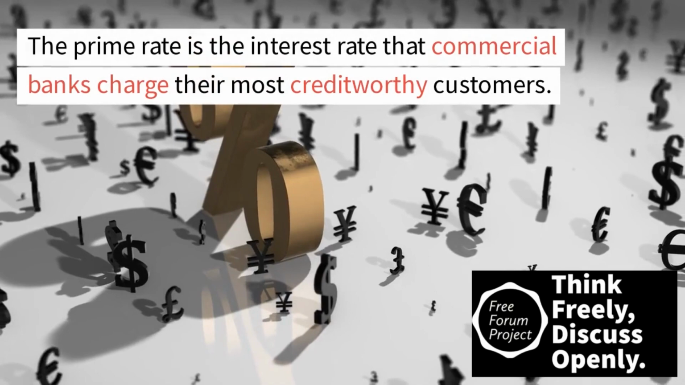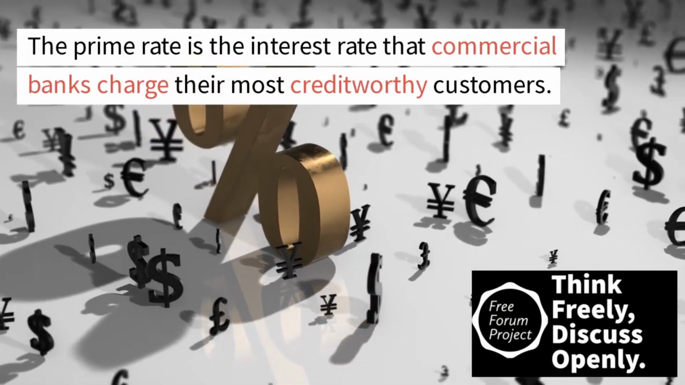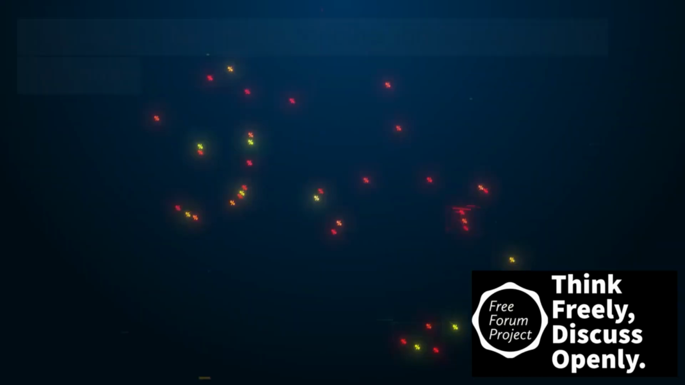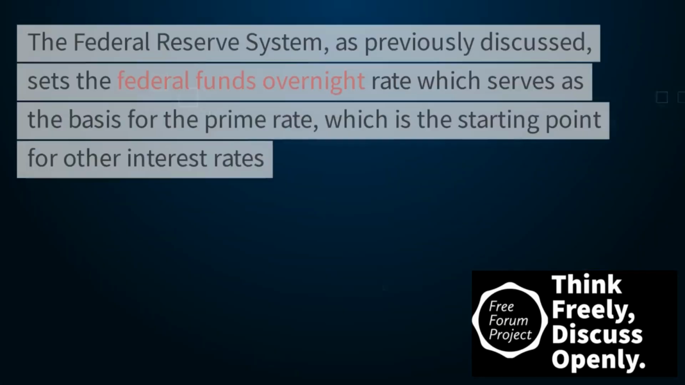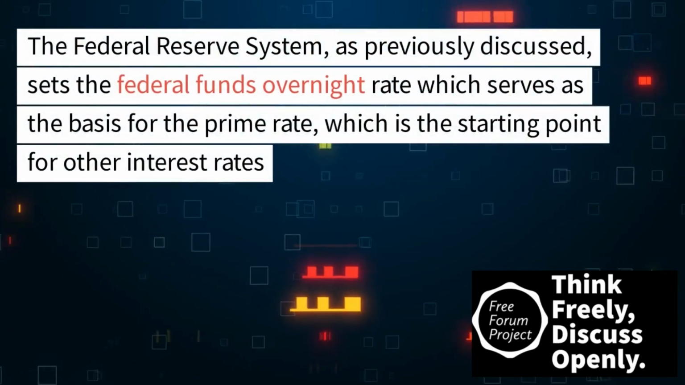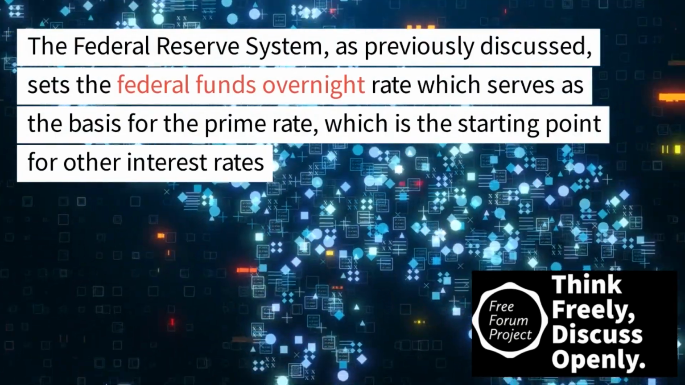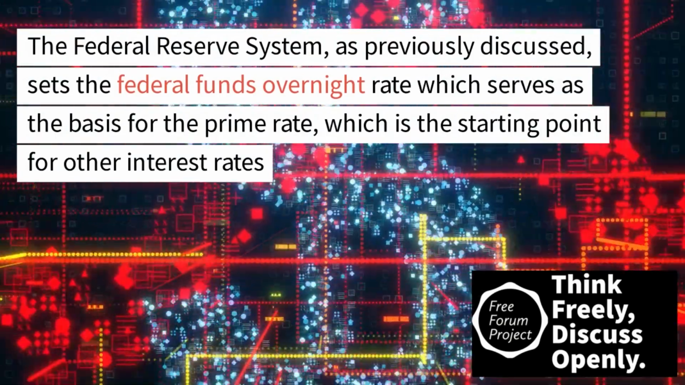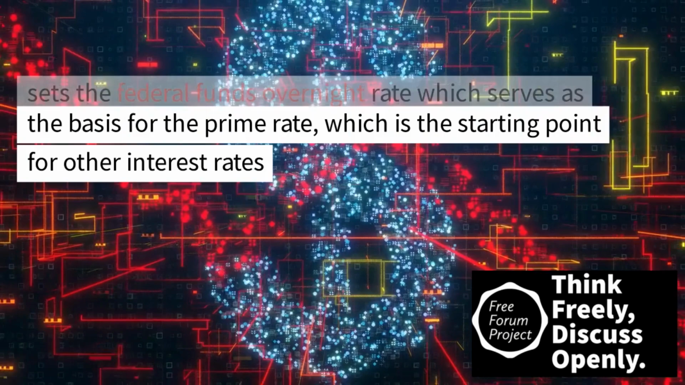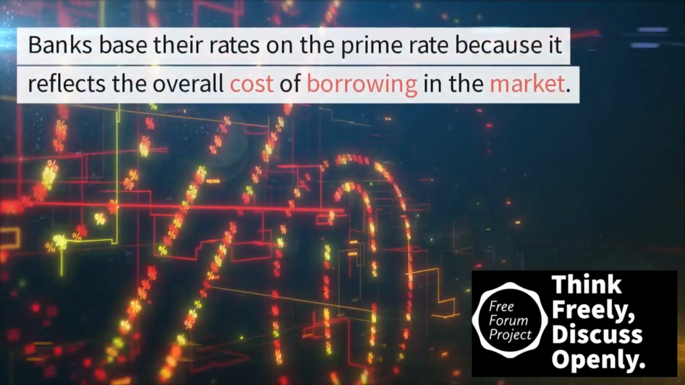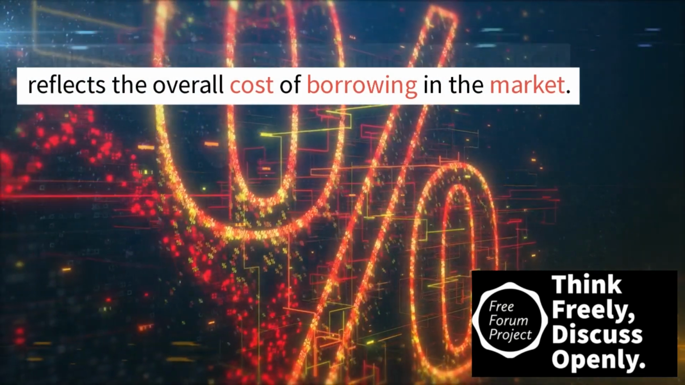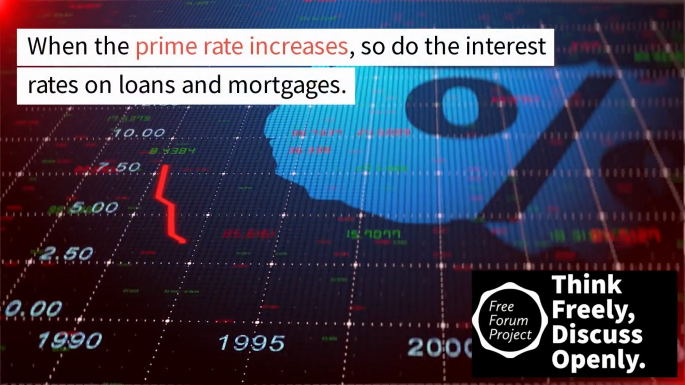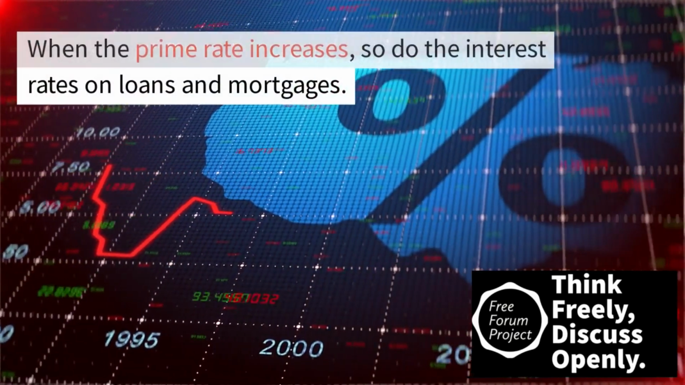The prime rate is the interest rate that commercial banks charge their most creditworthy customers. It serves as a benchmark for other interest rates in the economy. The Federal Reserve System, as previously discussed, sets the federal funds overnight rate, which serves as the basis for the prime rate, which is the starting point for other interest rates. Banks base their rates on the prime rate because it reflects the overall cost of borrowing in the market. When the prime rate increases, so do the interest rates on loans and mortgages.